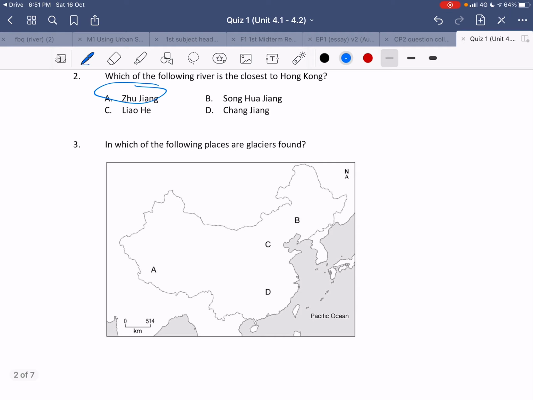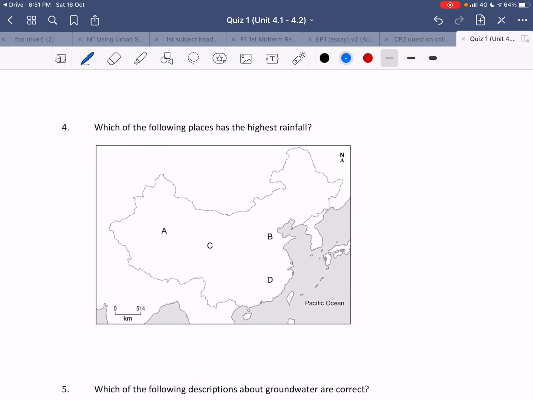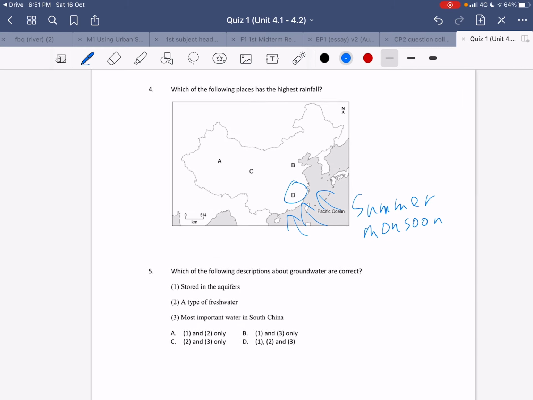Which part has glaciers that can be found? You should know that this part should be the Himalayas, and it's very high. So it should be A. How about this? Highest rainfall. Because you should know that the monsoon rain is coming this way, all the way, the summer monsoon, and then the coastal area will have a lot of rainfall.